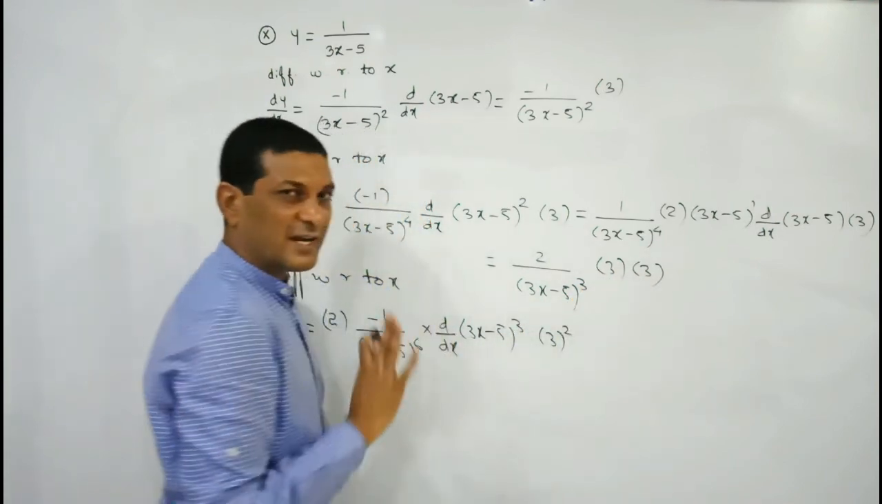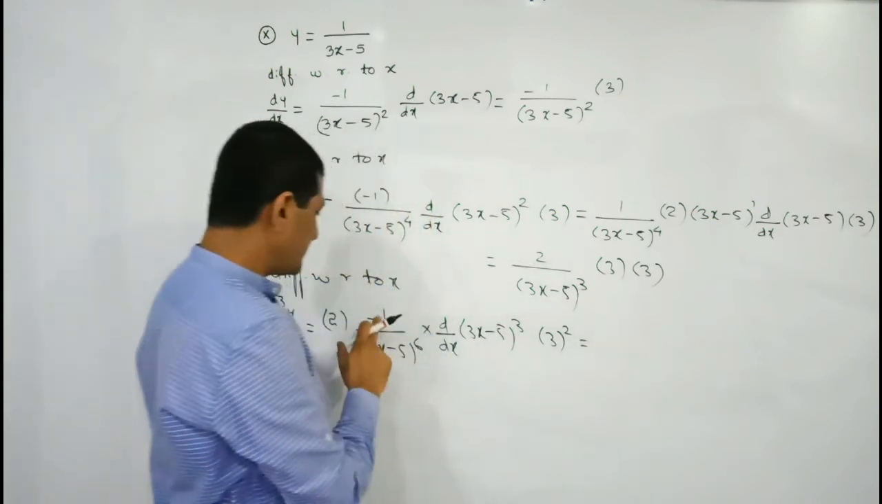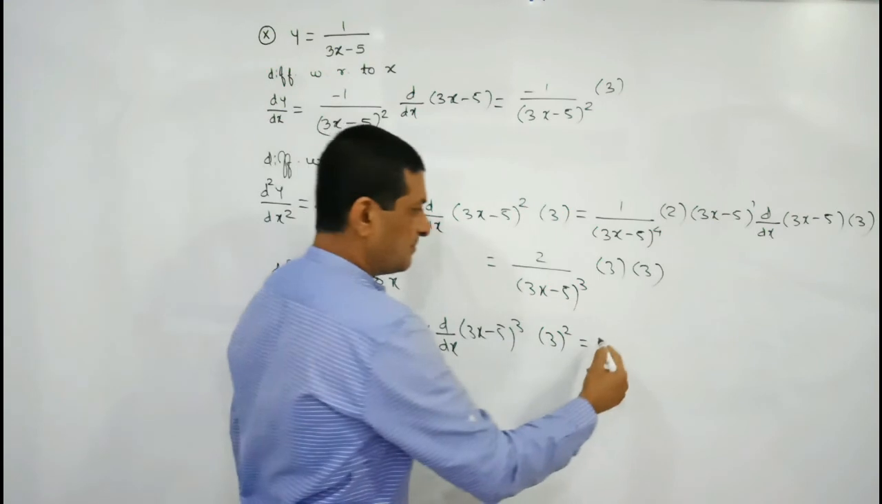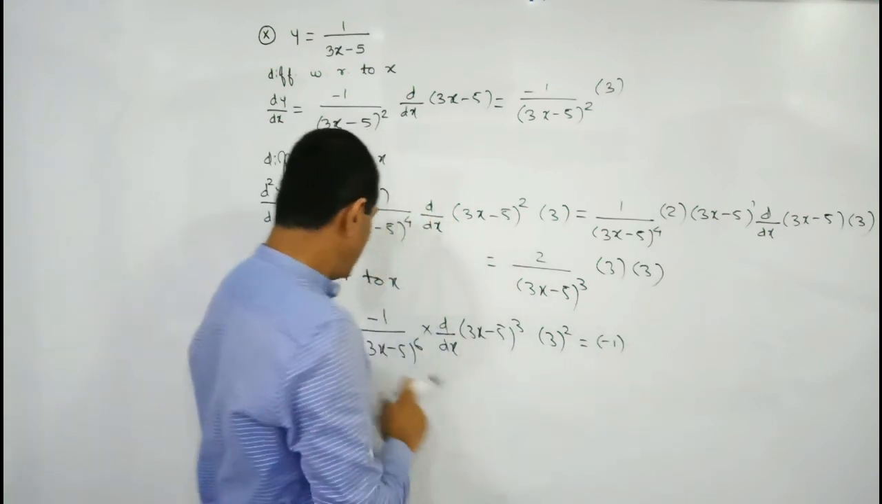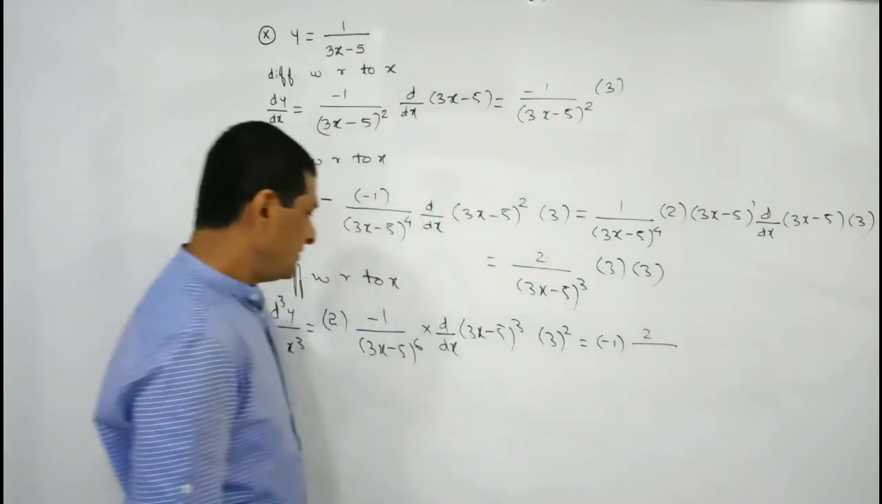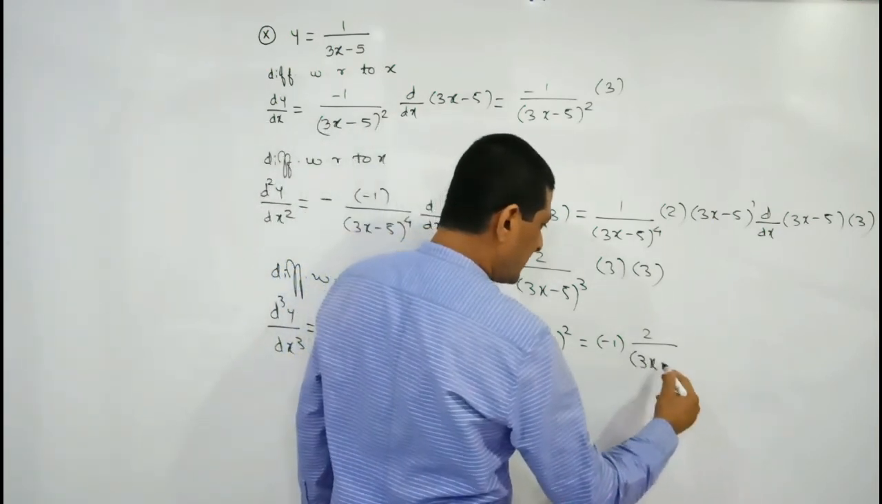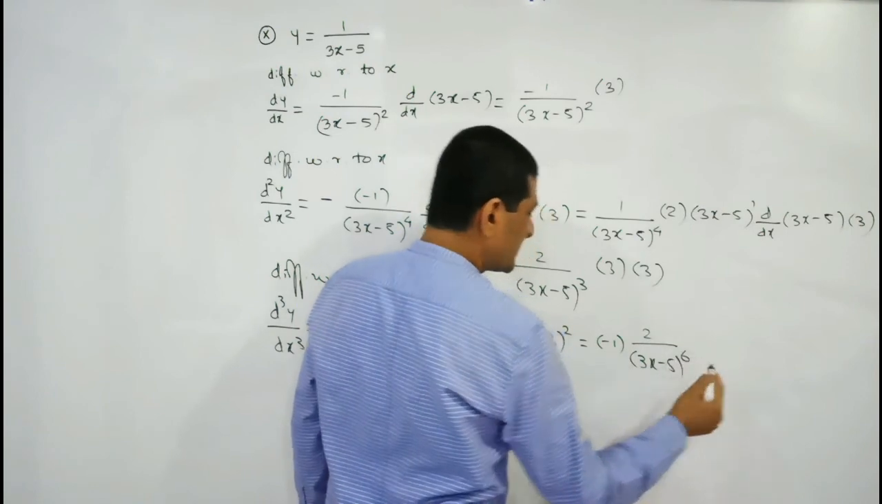And here 3 into 3 will become 3 square. Keep this 3 square as it is. Which is equal to, first write down minus 1, then write down 2, then write 2. Now in the denominator keep this term as it is, (3x minus 5) raised to power 6.